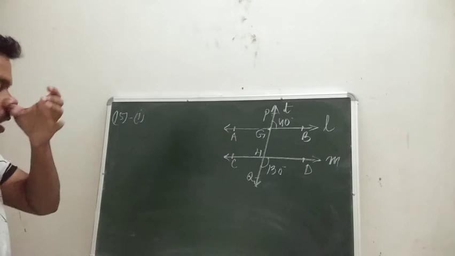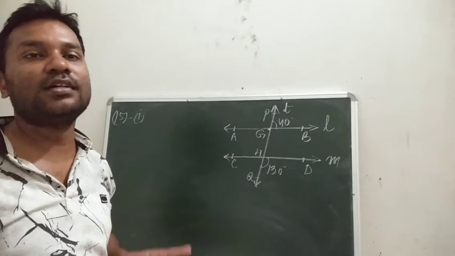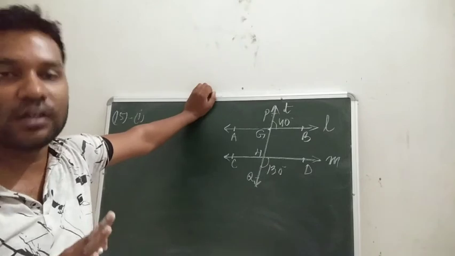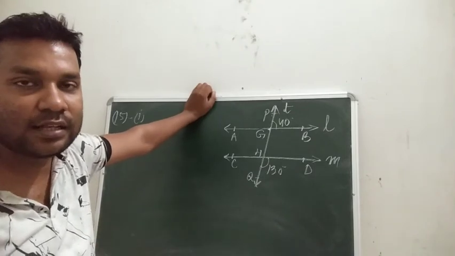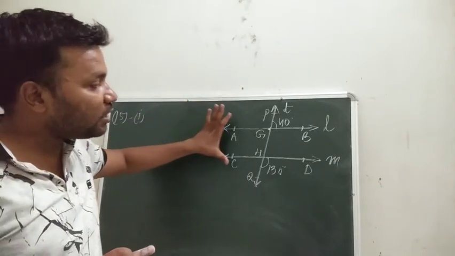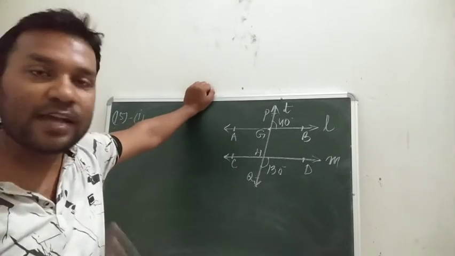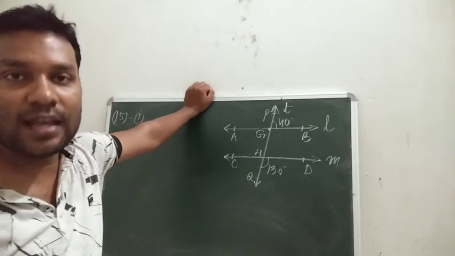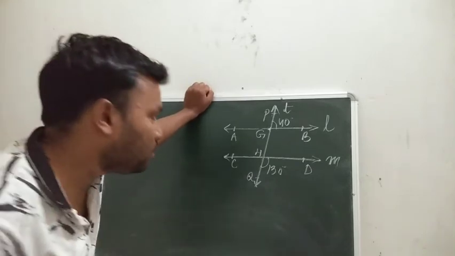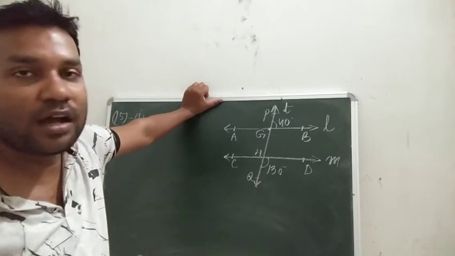So students, we know that two lines will be parallel only when a transversal makes angles such that the pair of corresponding angles and the pair of alternate interior angles are equal. So if the pair of corresponding angles between these two lines L and M are equal, then we will say that these lines L and M are parallel to each other, otherwise they will not be parallel to each other. So let's check whether the pair of corresponding angles in this particular question are equal or not.